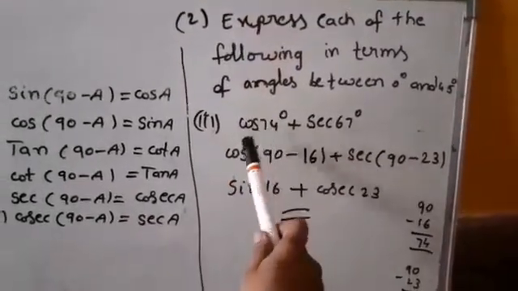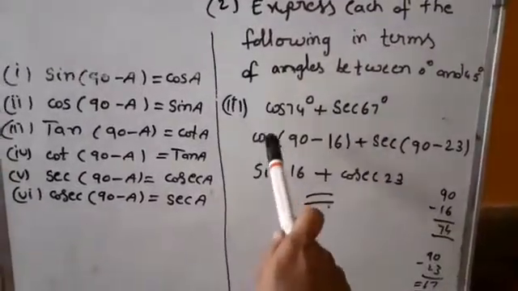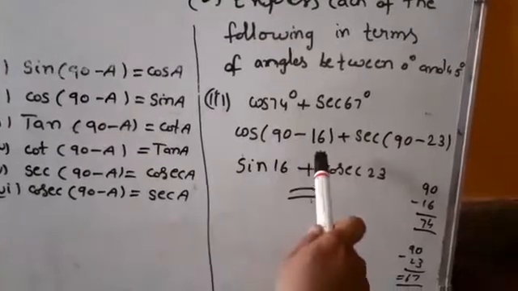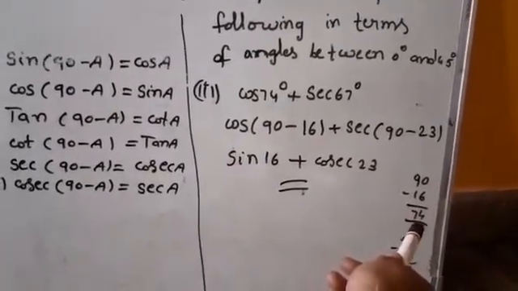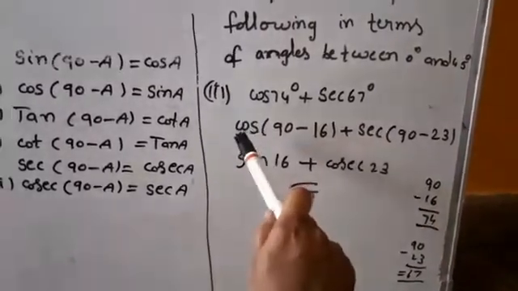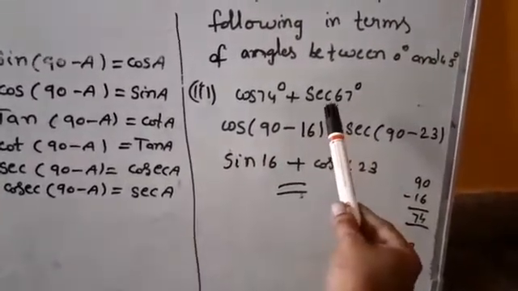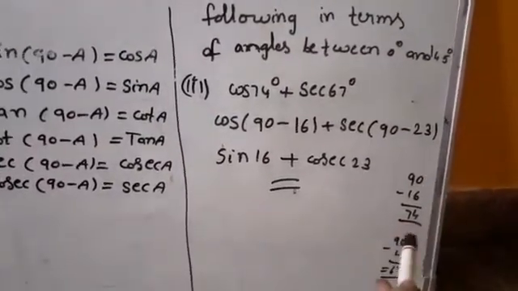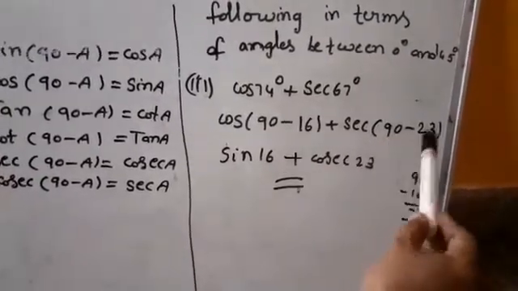Here: cos 74 degrees plus secant 67 degrees. Cos of 74 degrees we write as cos of 90 minus 16, since 90 minus 16 gives 74. Plus secant of 67 degrees, which we can write as secant of 90 minus 23, since 90 minus 23 is 67.